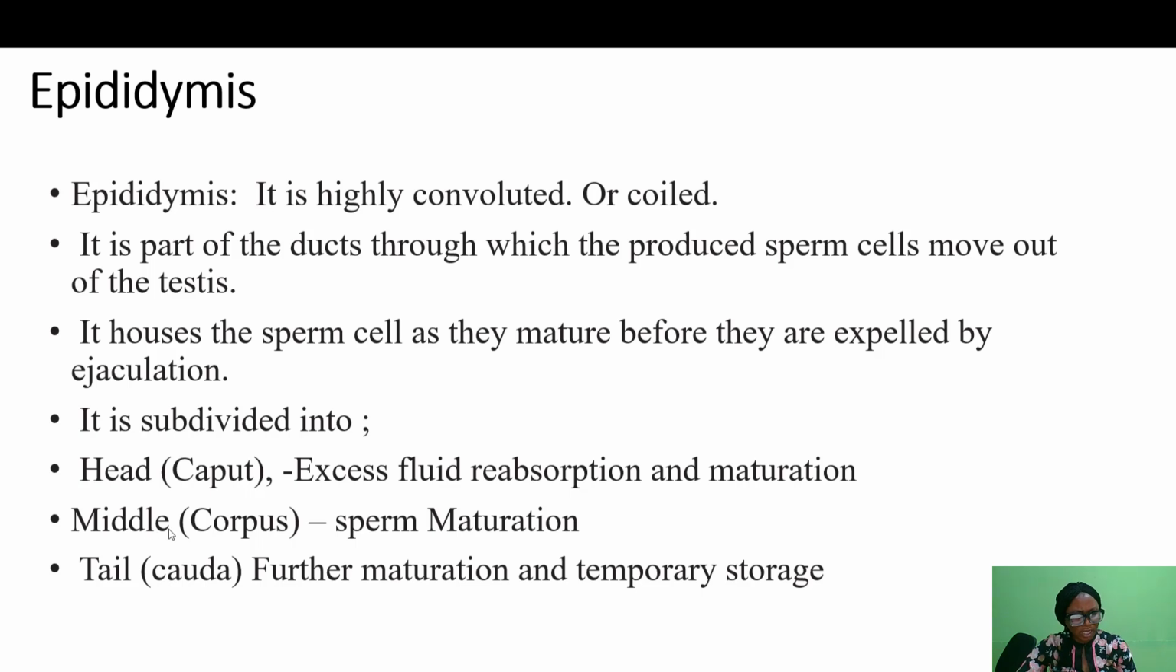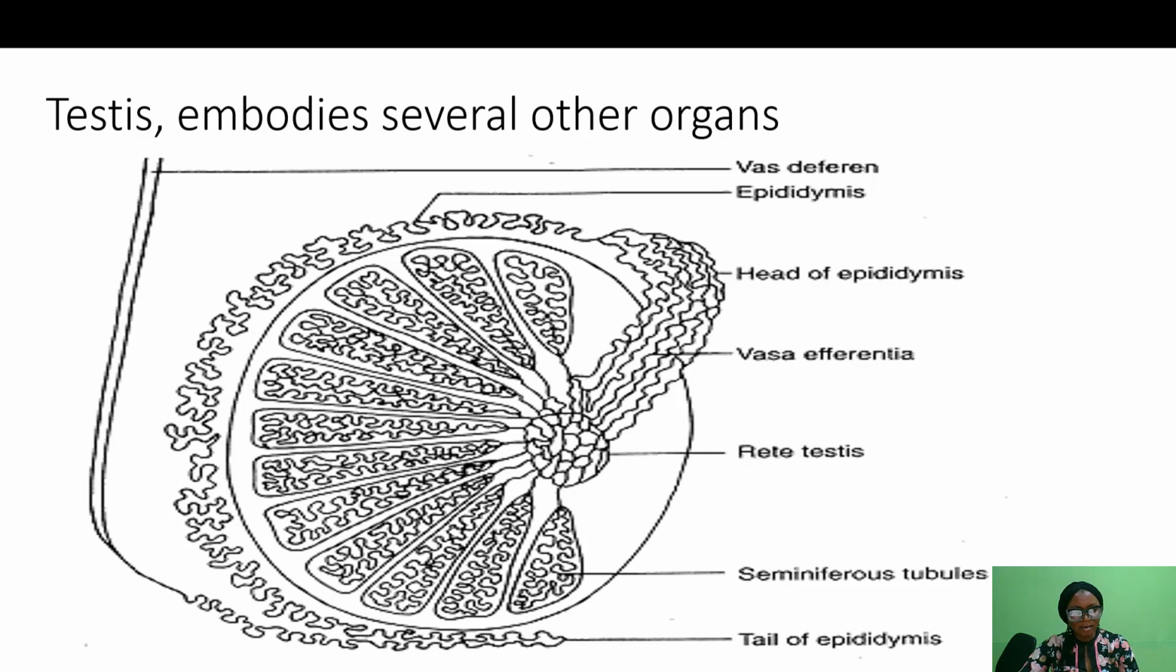Then we have the middle, the body of the epididymis. It's also called corpus. Sperm maturation also takes place here. And at the tail of the epididymis, which is also known as cauda, further maturation occurs, and it also acts as a temporary storage. This is the testis as well. It's just like the anatomical structure of the testis, like looking at it from outside, you don't know what exactly lies within.